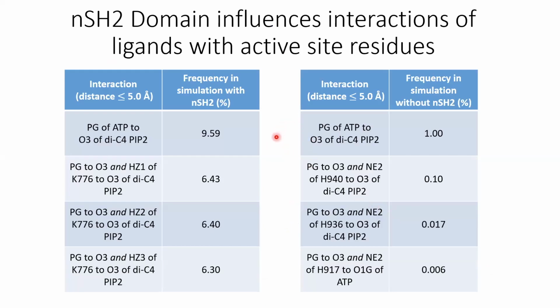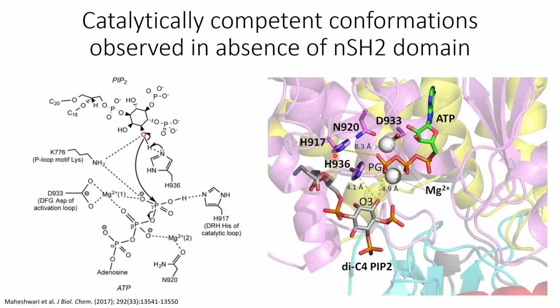Moreover, we find that the removal of the NSH2 domain actually influences interactions of active site residues with the lipid substrate, as well as the interaction of the ATP with the lipid substrate. And as you can see in these tables, in the presence of the NSH2 domain, these interactions are much more frequent than in the absence of the NSH2 domain. However, what we observe is that it's only in this case, when the NSH2 domain is not present and these interactions are less frequent, that we actually observe conformations that are compatible with a catalytically competent state.